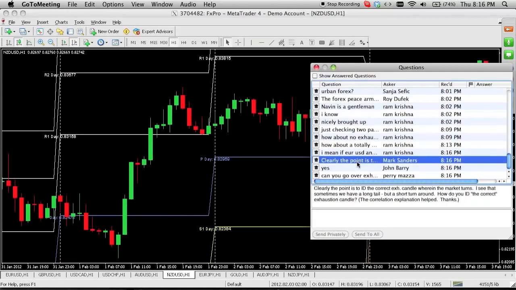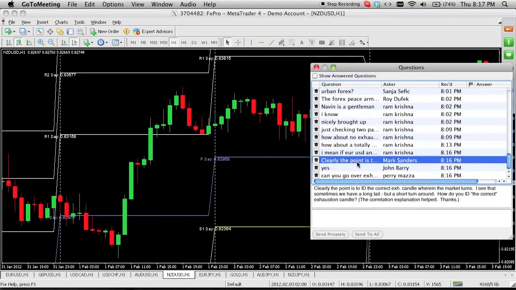Mark says, clearly the point is to ID the correct exhaustion candle wherein the market turns. I see that sometimes we have a long tail but a short turnaround. How do you ID the correct exhaustion candle? The correlation explained helps. Thanks.